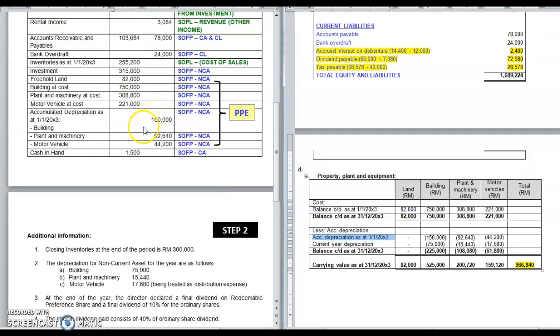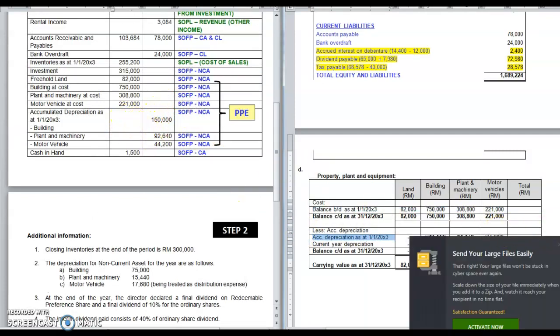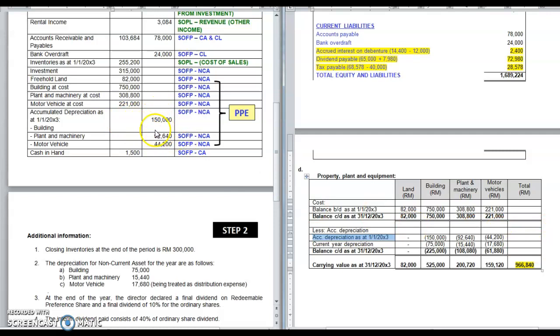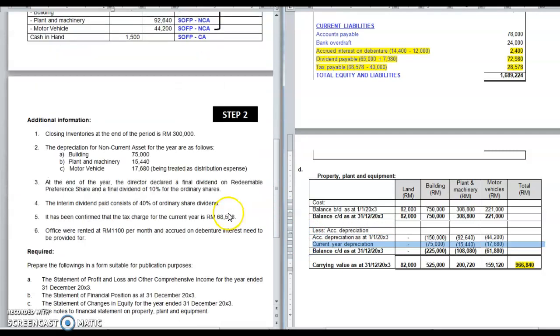Accumulated depreciation is a contra of the assets account, so we need to minus it. Okay, and then for the current year depreciation, you can find the information in the additional information. Additional information number 2 stated that the depreciation for non-current asset for the year are as follows.